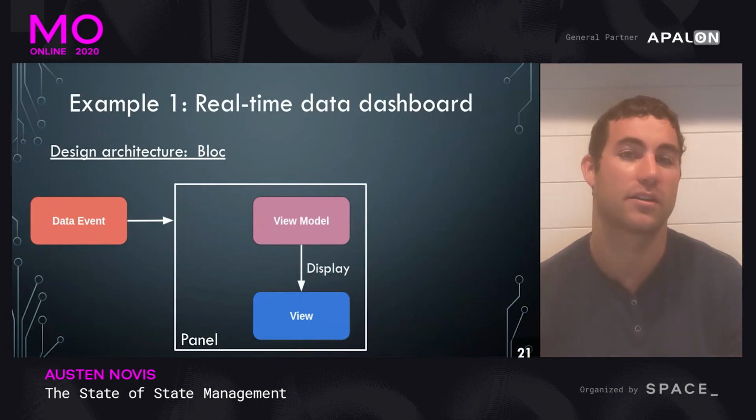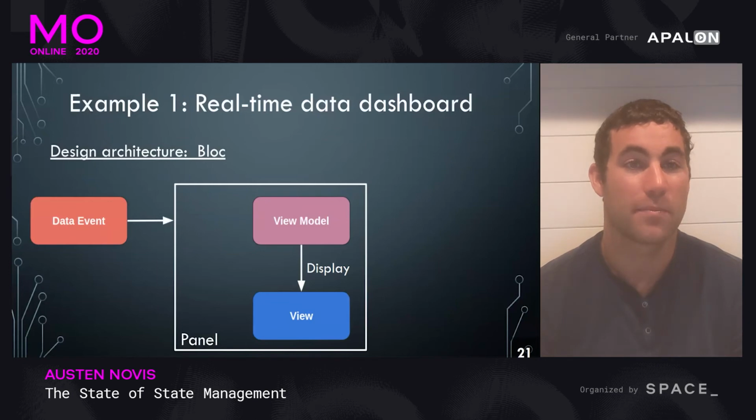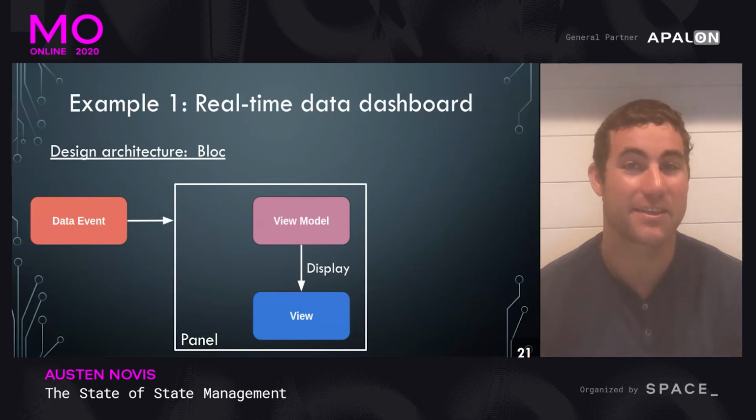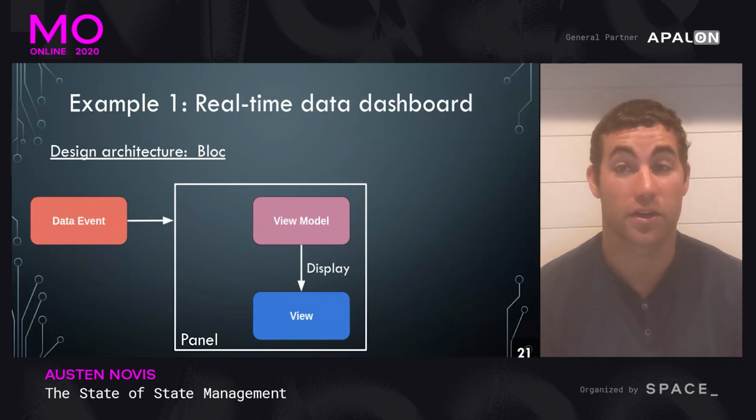Finally, there's the block architecture. In this case, the data event is sent to the model view, which updates its model and triggers a re-render of the view. The nice thing about this architecture is that each panel can be separated out and rendered independently. So there would be 6 model views or blocks instead of having one singular controller or Redux store.